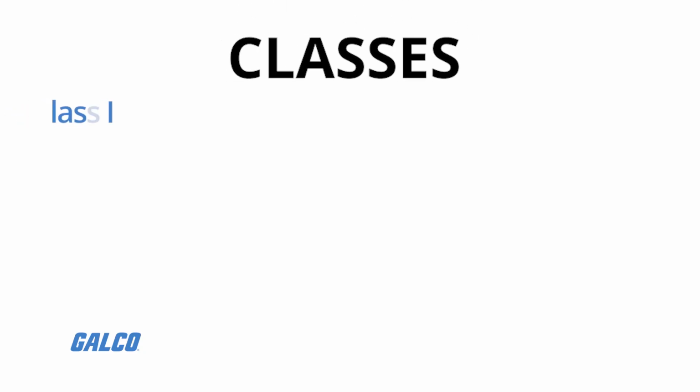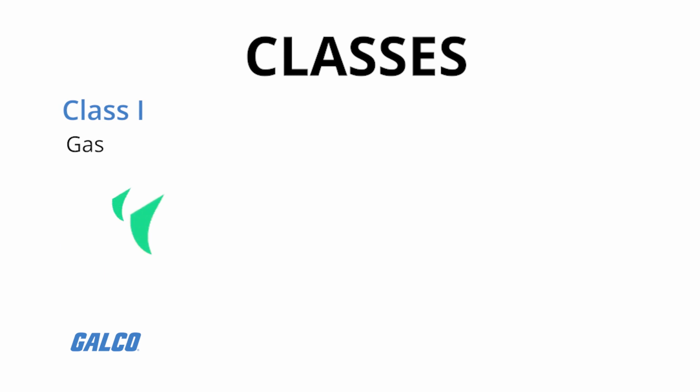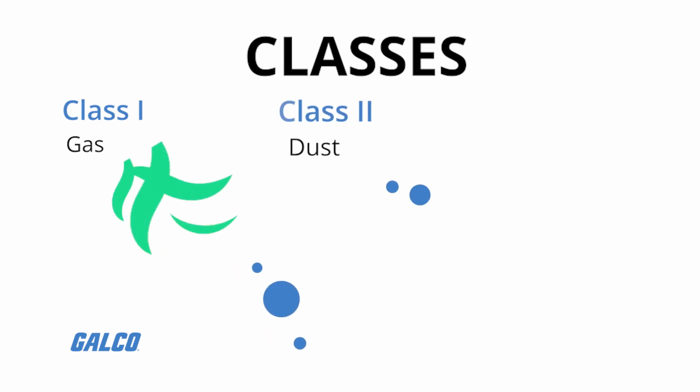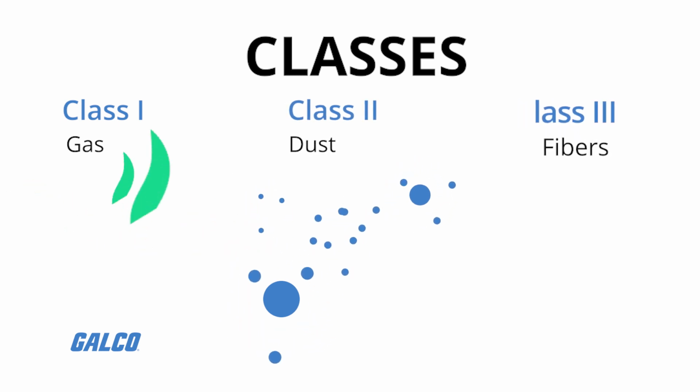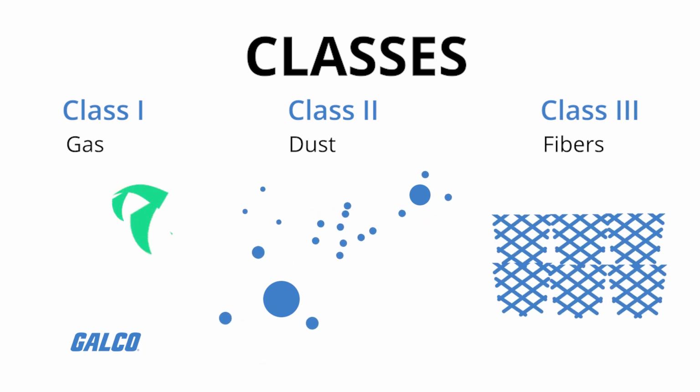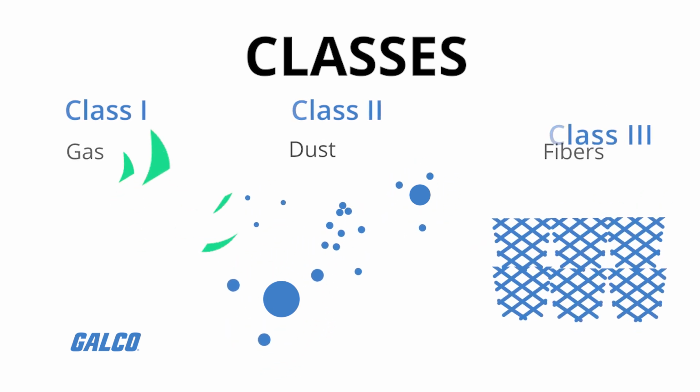essential to workplace safety. The class defines the hazard. Class 1 is an area where flammable gases or vapors may be present. Class 2 is an area made hazardous by combustible dust. And Class 3 is an area where flammable fibers or flyings are present.